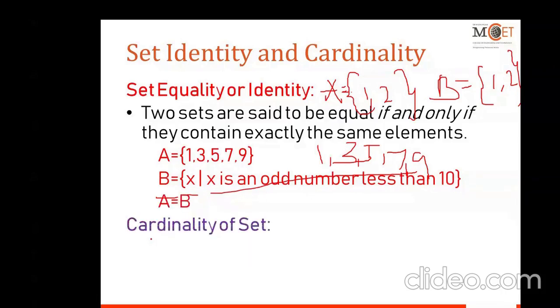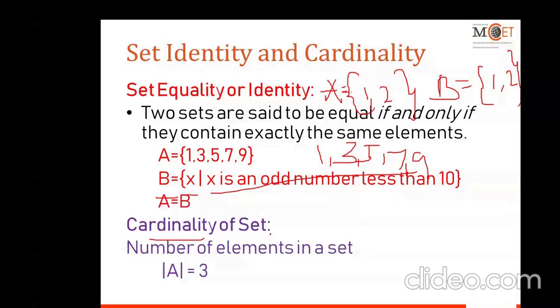Now, cardinality of a set means the number of elements in a set. Considering A equal to 1, 2, what is the cardinality of the set? We have to write it like this, and cardinality means the number of elements in the given set. That is, the cardinality of A is equal to 2.